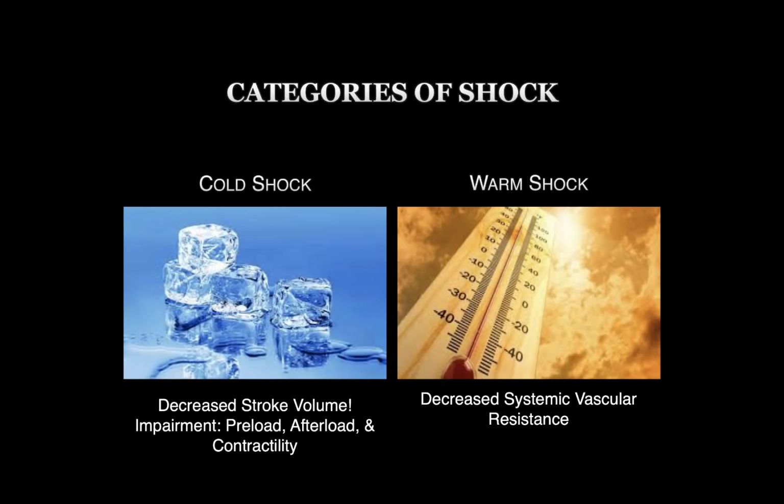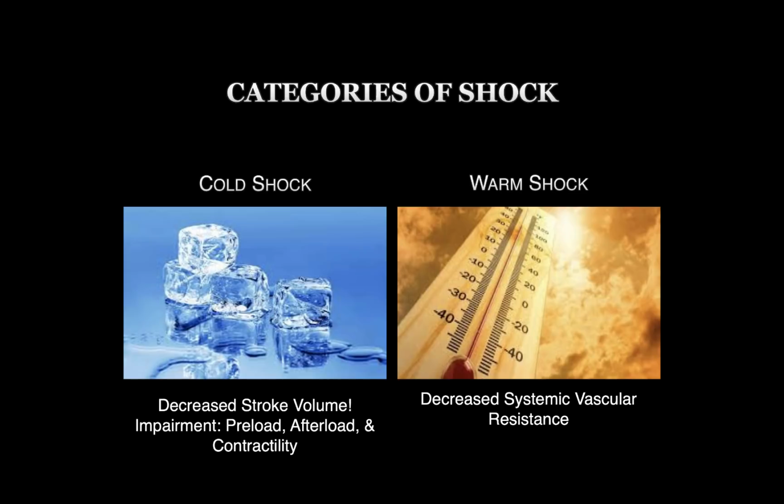I will go through the four major categories of shock in a moment, but the terms cold shock and warm shock are useful terms to start differentiating the categories of shock. Cold shock is a state in which a patient is having decreased or inadequate stroke volume to meet metabolic demands. As we will discuss in our next slide, a decrease in stroke volume results in either an impairment in preload or contractility, or an increase in afterload.